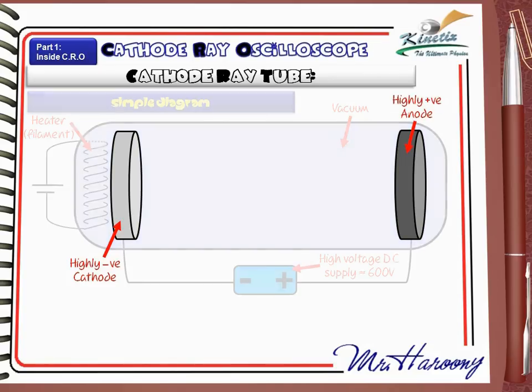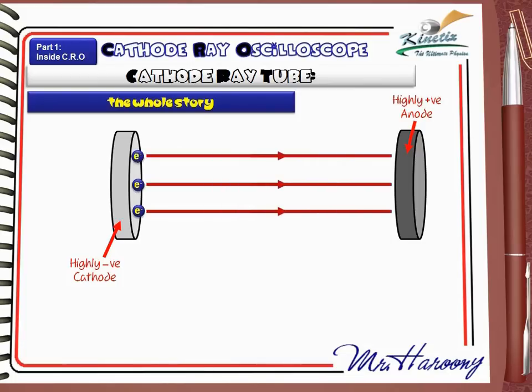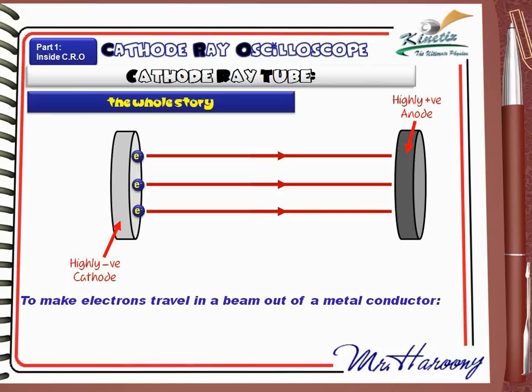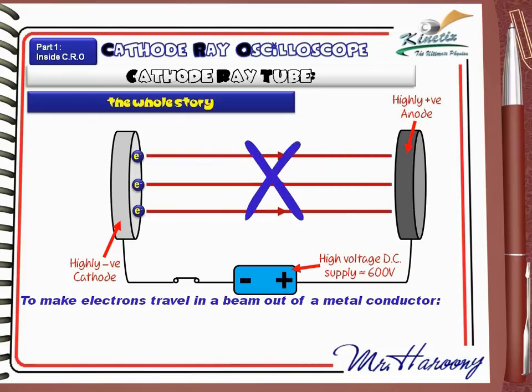These are the apparatus, but what is the story? What do we want from these apparatus? All we need is to get a beam of electrons between the cathode and the anode with no conducting materials. We can say, to make electrons travel in a beam out of a metal conductor. The first idea they thought about is to use a very high voltage DC supply, nearly 600 volts. Its negative pole is connected to the cathode, and its positive is connected to the anode. But it didn't work. So we can say, number 1, high DC voltage is not enough.